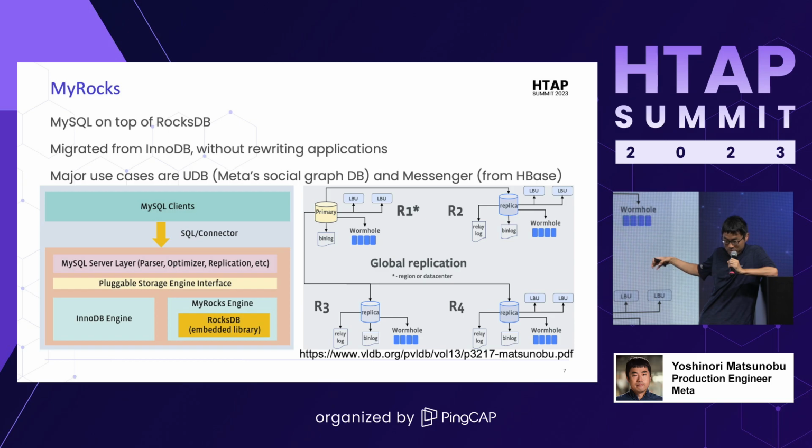And after MyRocks got stabilized, we flipped to the primary, and we could keep InnoDB in case of a severe incident. But eventually, we could flip everything to MyRocks. These migrations were very easy for that.